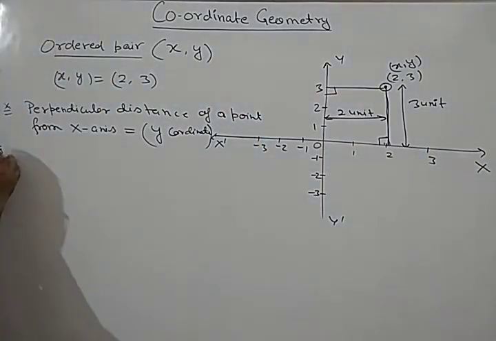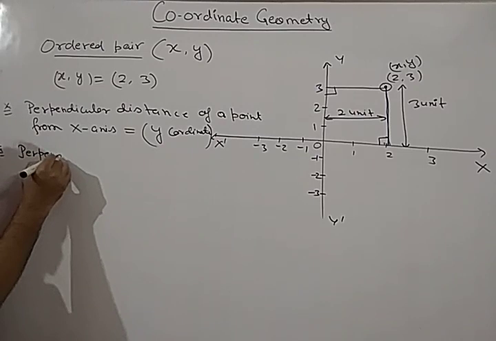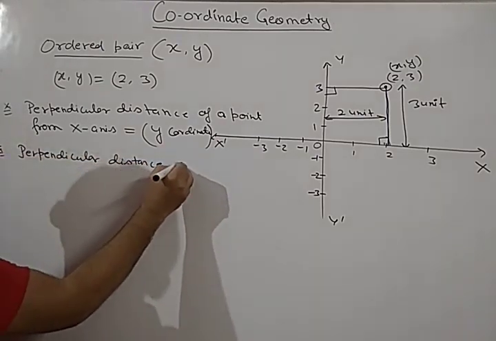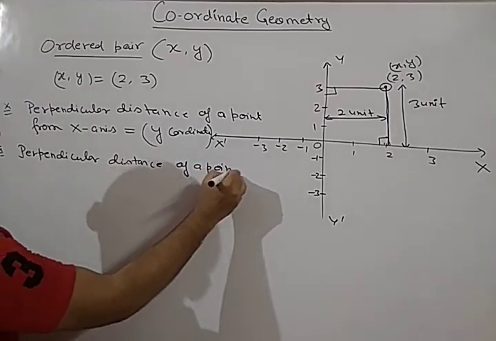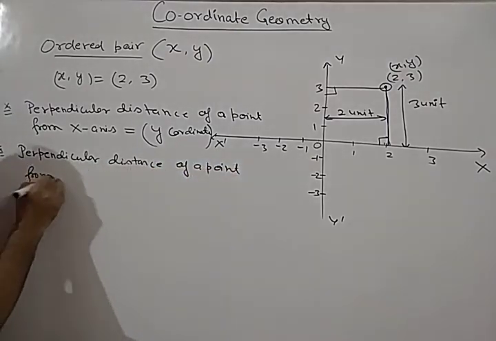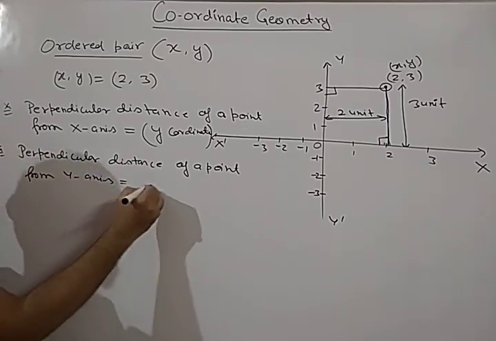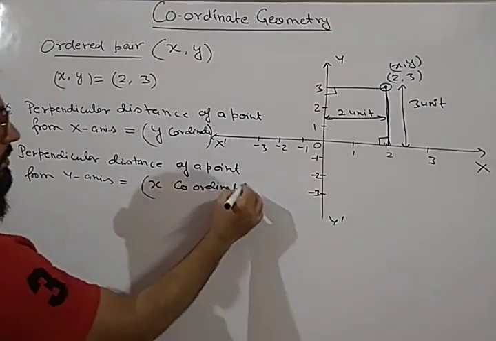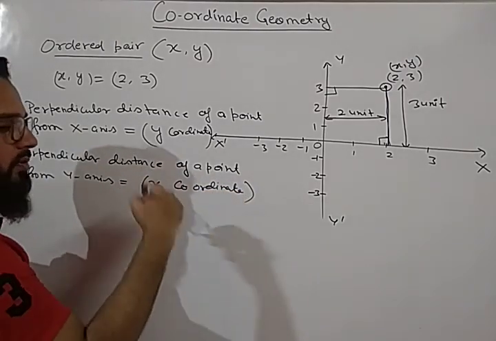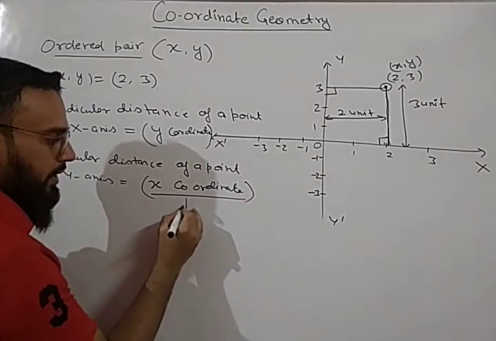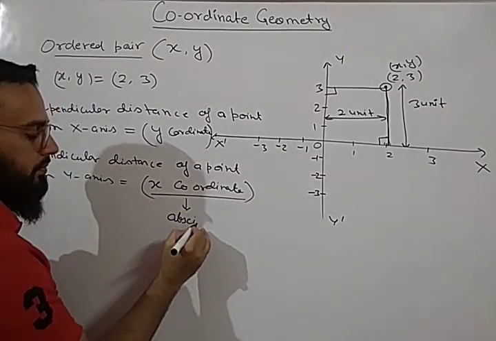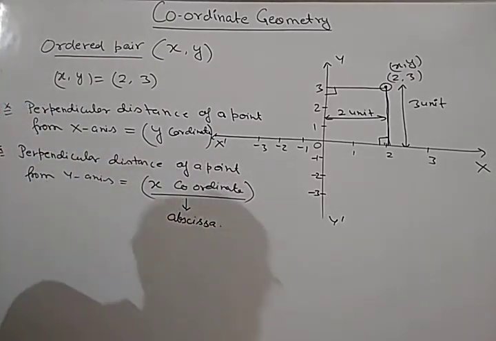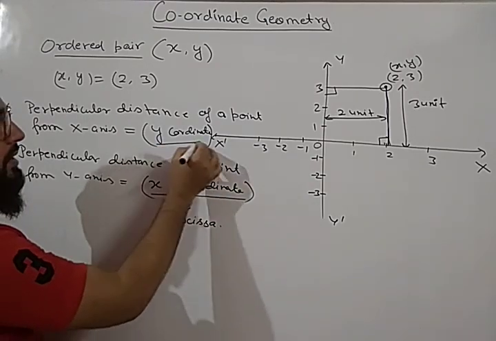Similarly, the perpendicular distance of a point from the y-axis is equal to the x coordinate. And what is the name of the x coordinate? I told you in my previous video, the x coordinate is also called the abscissa, and the y coordinate is also known as the ordinate.